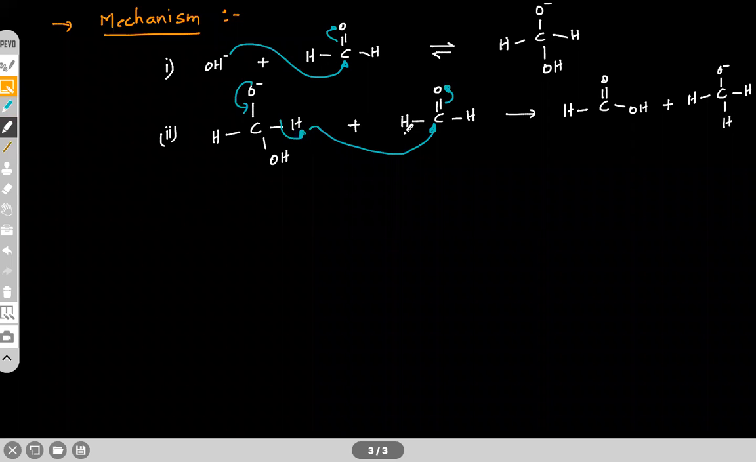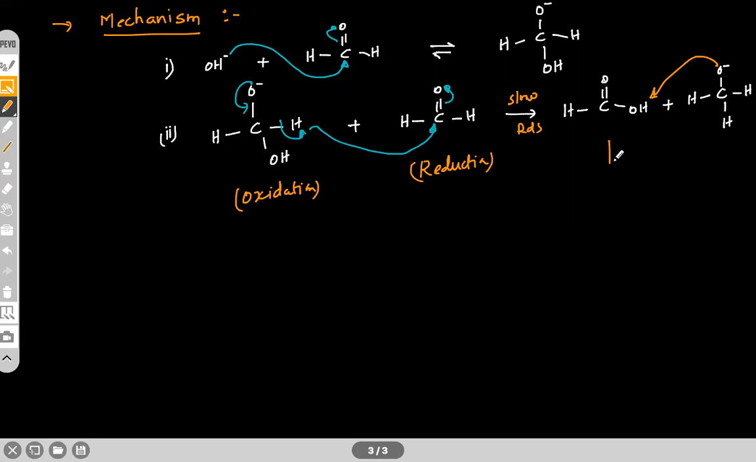Correct. Removal of hydrogen here, it is oxidation. The molecule which is releasing hydrogen, it is oxidized. And the one which is accepting H minus, it is getting reduced. Hence, it is a disproportionation reaction. Okay. This step is slow and is the RDS of the reaction. Okay. After this, it is simple. This O minus takes a proton from this hydrogen and this converts into the HC double bond O minus ion plus the CH3OH molecule.